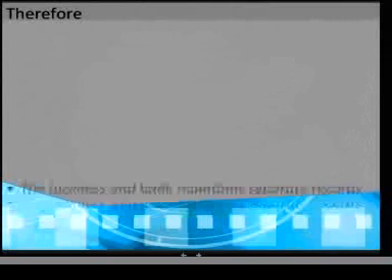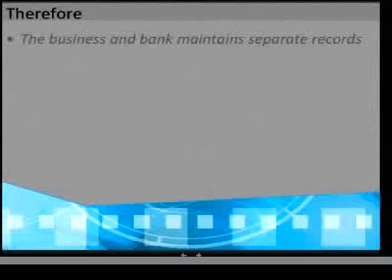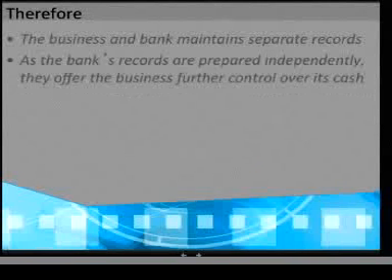So therefore, what we've just seen here is that both the business and the bank maintain records of the same situation, a record of the business's cash movement into and out of its bank account. The business keeps a record of it, the bank keeps a record of it. And when you're in business and you receive that bank statement, you look upon that bank statement as an independent verification of your business's cash position. And as such, it is an opportunity for that business to take advantage of that and to use it as a control.